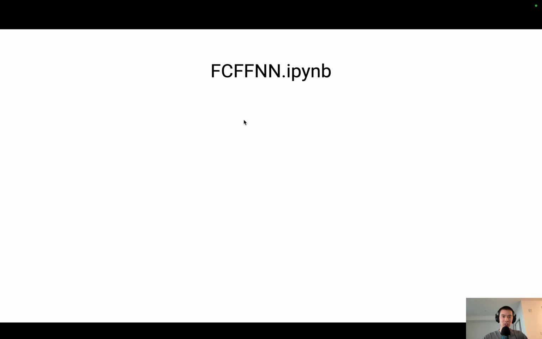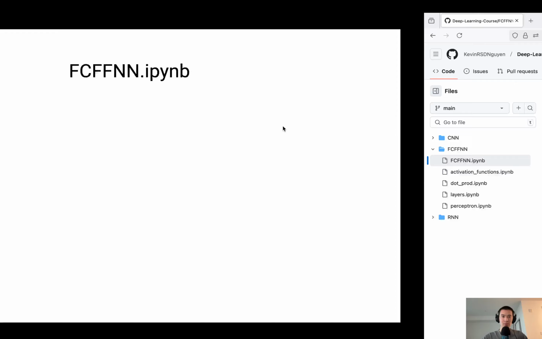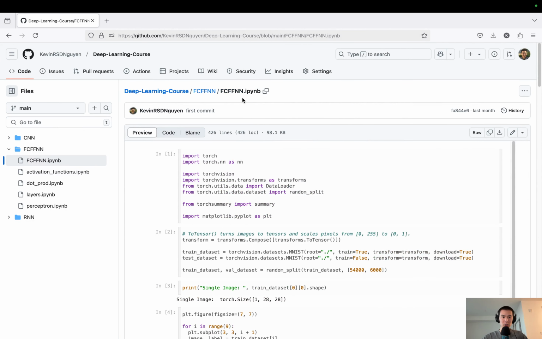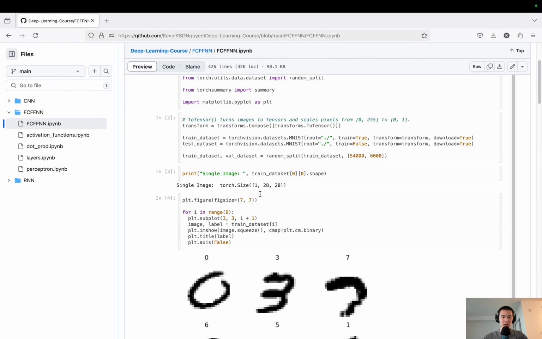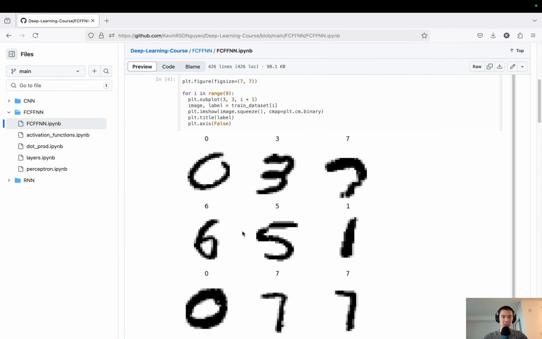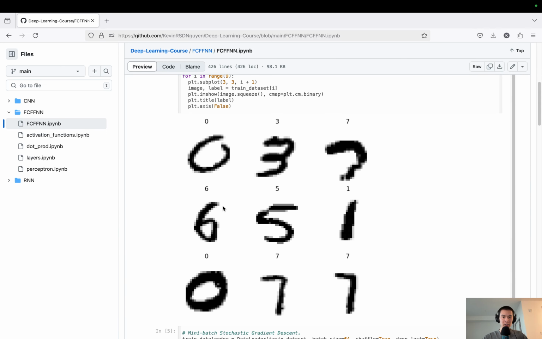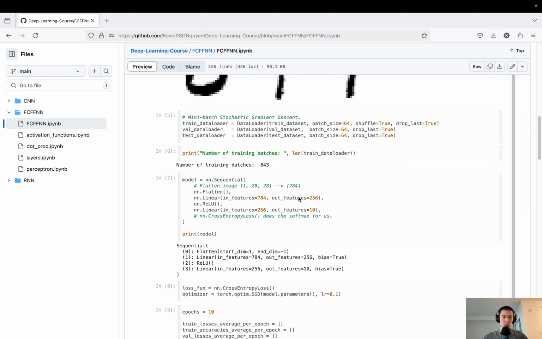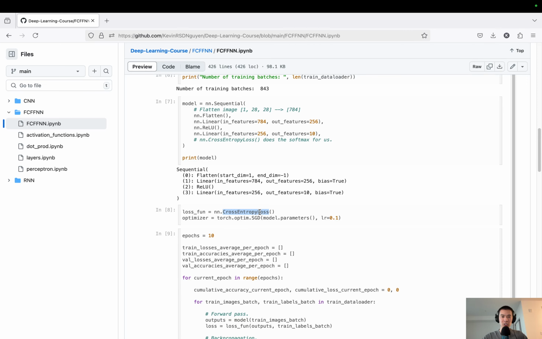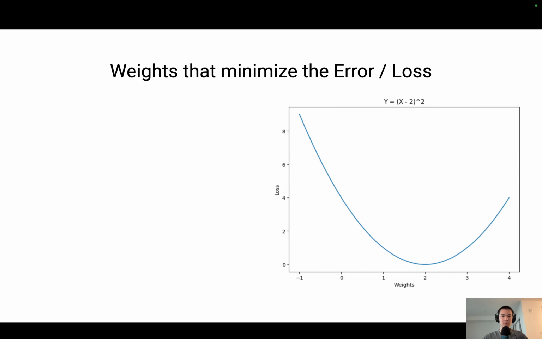In fact, if you look at the fcffnn.ipynb file, or the model we ran earlier on in the course, this was a classification problem. We got images of digits, and the model tries to predict if it's a picture of a 3 or a 5 or a 7. And since this is classification, we use cross entropy loss right here. So we want weights that minimize the error/loss.